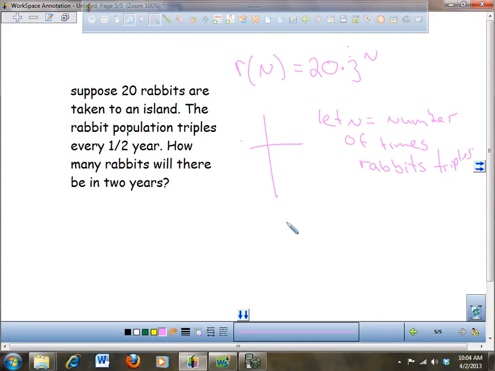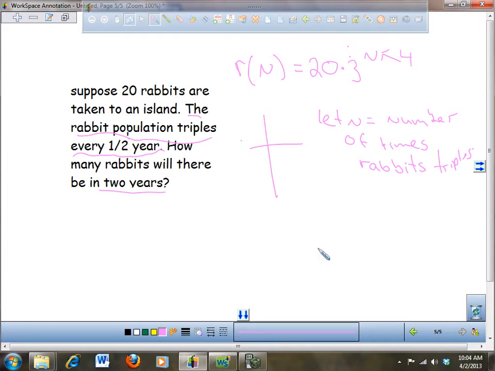Whoa, that's pretty big. So how many times is this population going to triple in 2 years? If it triples every half year? 4 times. Do you guys understand why it's 4 times? Because every half year it triples. So how many rabbits will there be in 2 years? Okay, it's going to triple 4 times, because it's going to triple once the first half year, then again at the end of the year, then again the next half year, then again. So this number up here is 4.